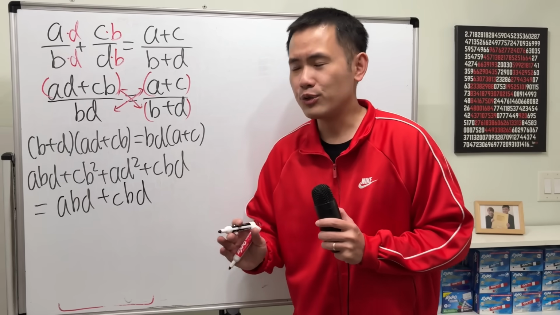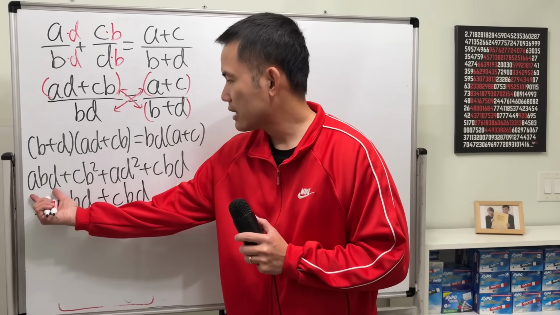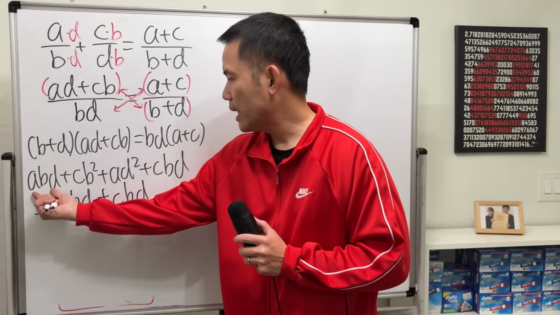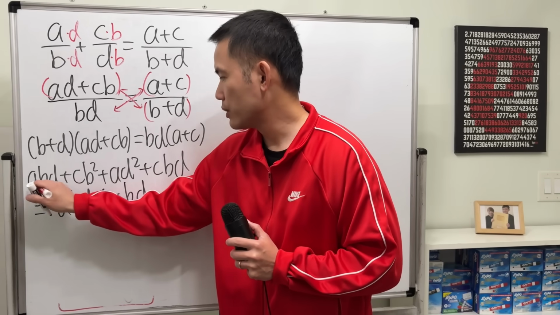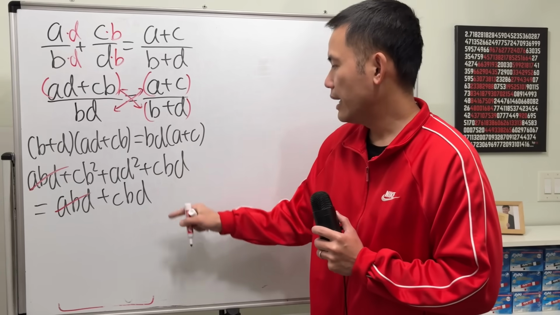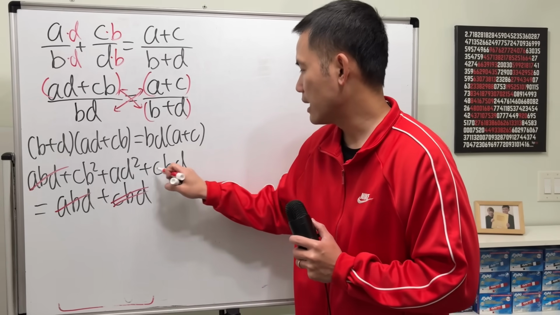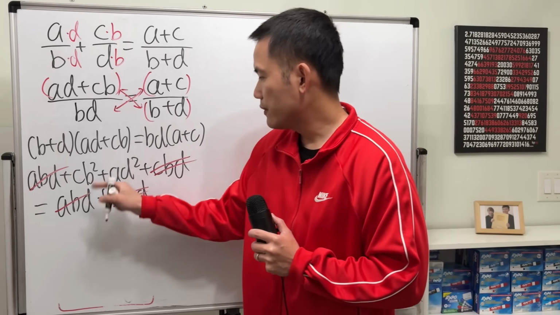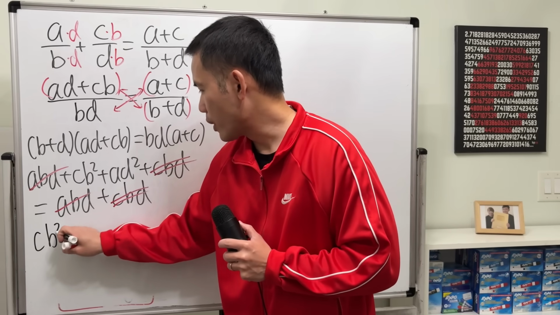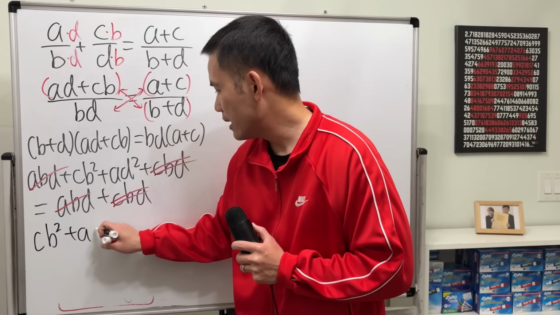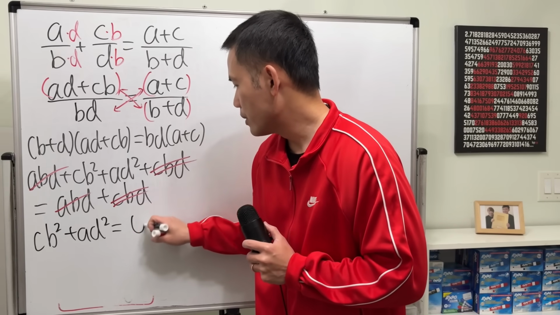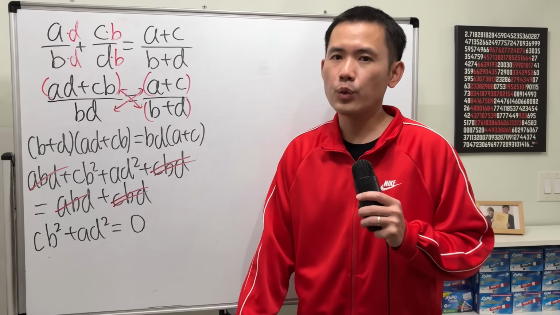In fact, this is actually pretty nice because you can see that on the left-hand side, we have abd, and this is also abd. So this and that cancel. And we also have cbd on both sides. So this and that cancel. So in fact, we just have cb squared plus ad squared equal to 0. This is the condition that we need.